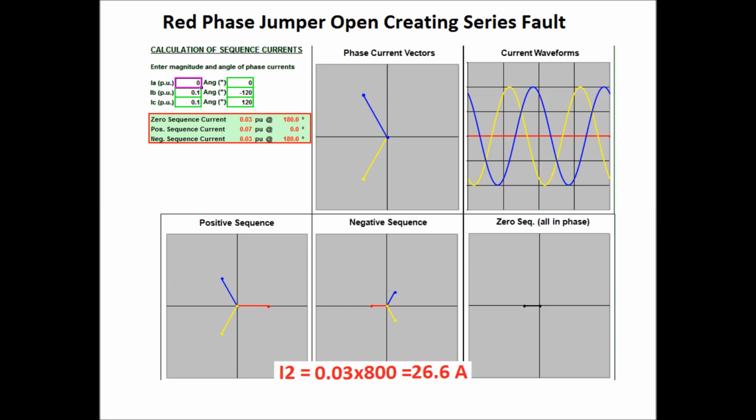So in this case, the positive sequence component current comes as 0.07 per unit and the negative and zero sequence components of current come as 0.03 per unit. So the value of the negative sequence component current in terms of the primary value comes as 0.03 into 800, which is 26.6 ampere. So due to low load conditions, with the setting given in the relay, it is very hard to detect this type of fault by means of the negative sequence relay setting.